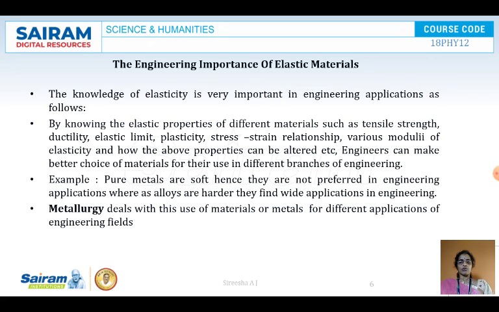Metallurgy deals with the use of materials or metals for different applications of engineering fields. So metallurgy is a science where you can see what type of materials can be used for what type of applications in engineering fields.